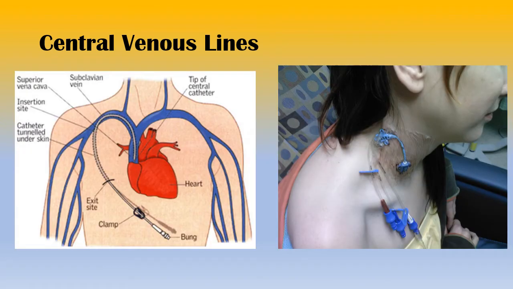So here we have a picture of a central venous line going into the subclavian vein. Then the external bit of that would be on the outside of the patient here. And in this picture, we have one into the IJ, or the internal jugular. Two very common sites for placement of central venous lines.